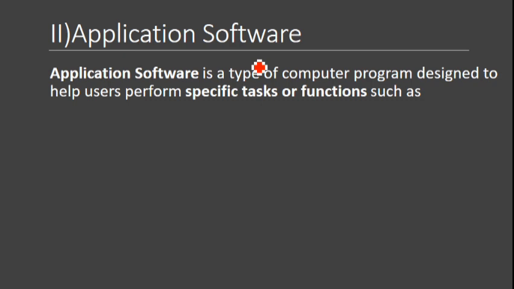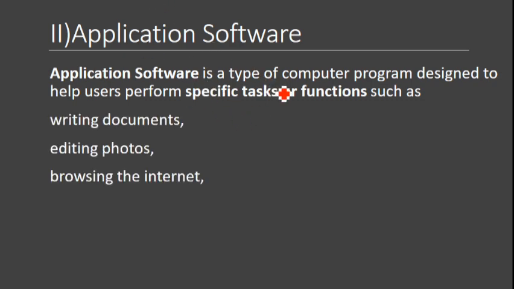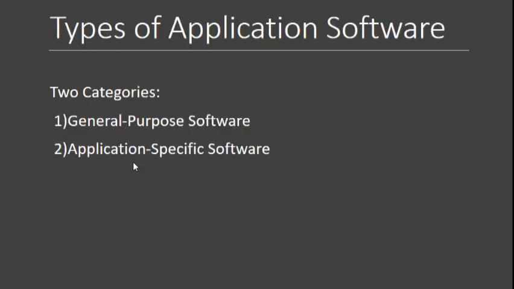The second type of computer software is application software. Application software is a type of computer program designed to help users perform specific tasks or functions, such as writing documents, editing photos, browsing the internet, managing data, video players, audio players, web browsers. Everything comes under application software. There are two types of application software.